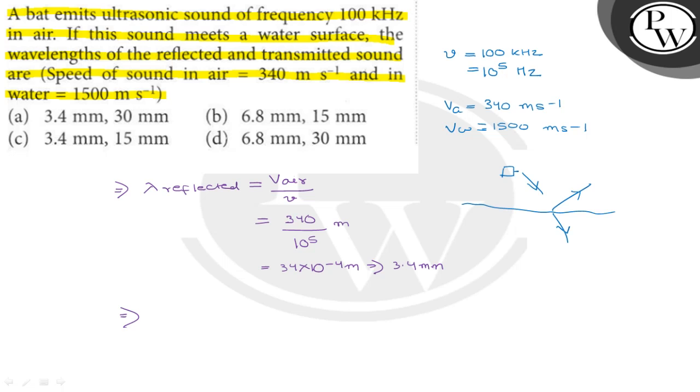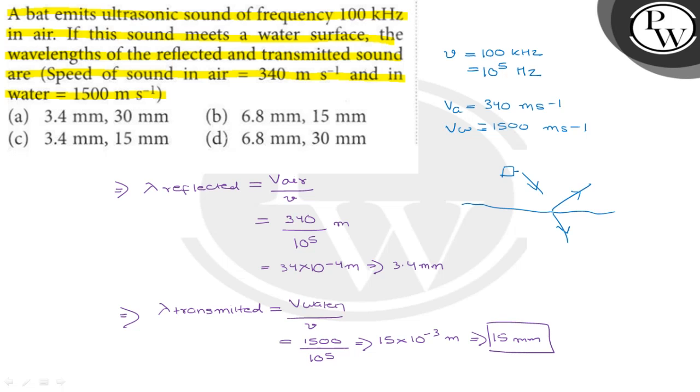Similarly, the part of the sound wave which will be transmitted inside the water surface, what will its wavelength be? It will be simply lambda transmitted, and how much will this be? Because our sound wave is now traveling inside the water, it will be the speed of sound wave in the water divided by the frequency of the ultrasonic sound wave. So this will be 1500 meter per second divided by 10 to the power 5 hertz, and this is equal to 15 into 10 to the power minus 3 meter, or 15 millimeter.